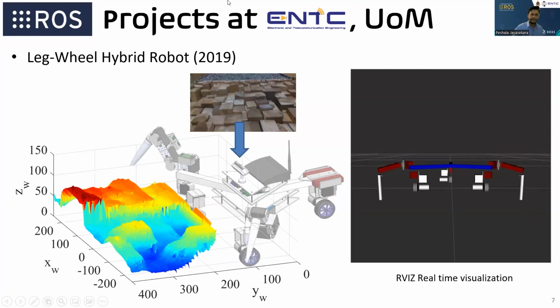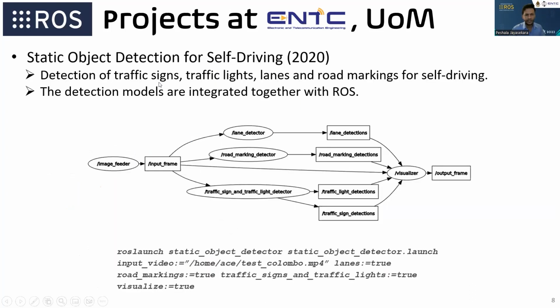Peshala. You can continue. Right. Oshada, let me give you control. Do you have control now? Yeah. For the next project that we'll be talking about is the static object detection for self-driving. Oshada, we can barely hear you. If you can speak a little louder. Sure.